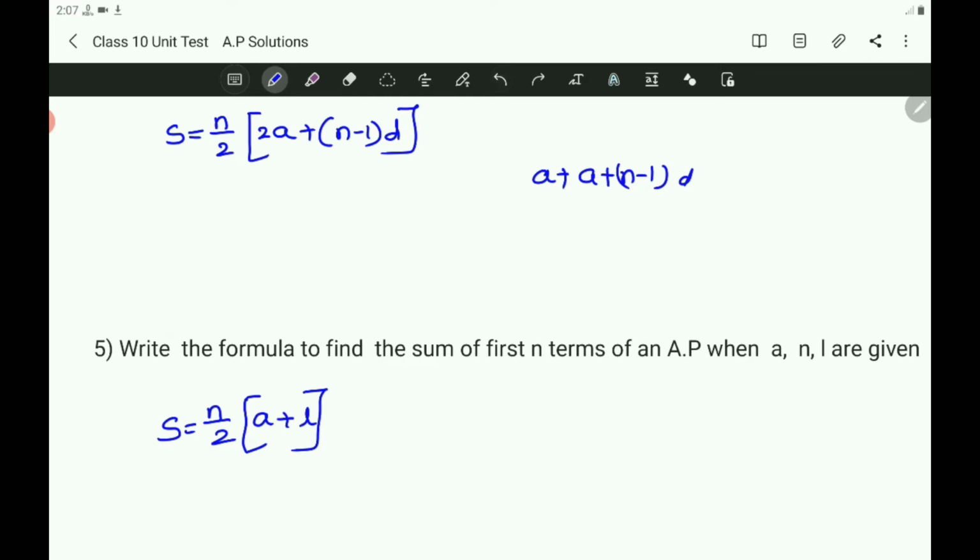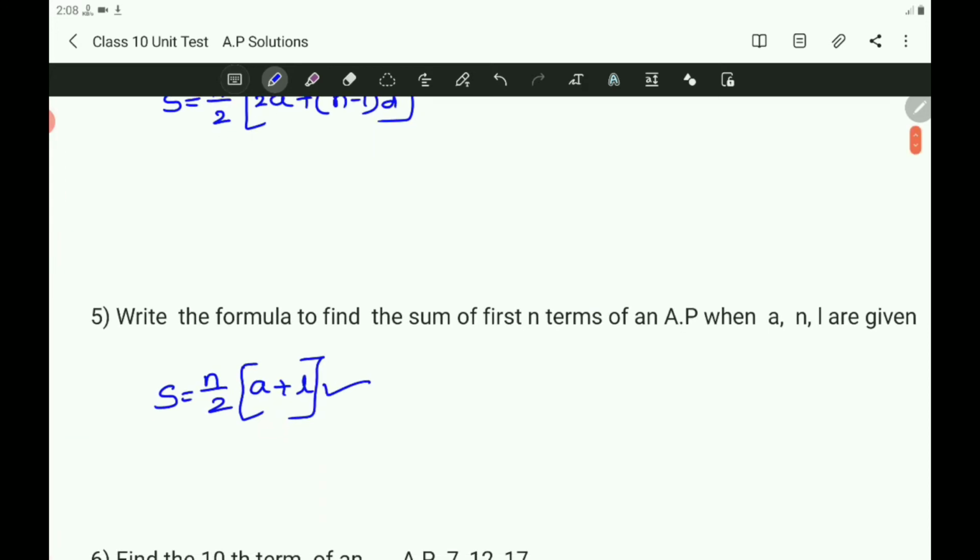The last term is nothing but An. Here A is the first term and this is the formula for the nth term, An. The nth term means the last term. So naturally it becomes A plus L. So if D is not given, if the first term, the last term and the number of terms are given, then you have to write the formula S equals N by 2 into A plus L.